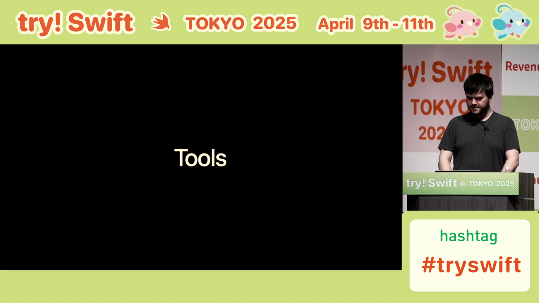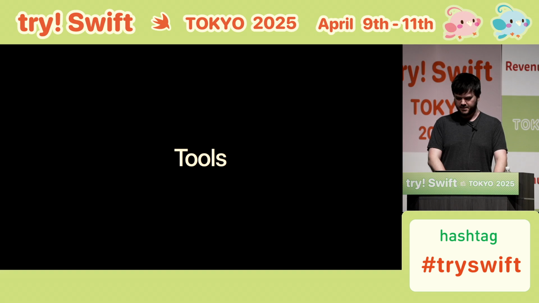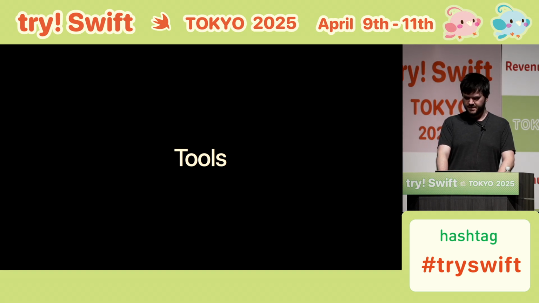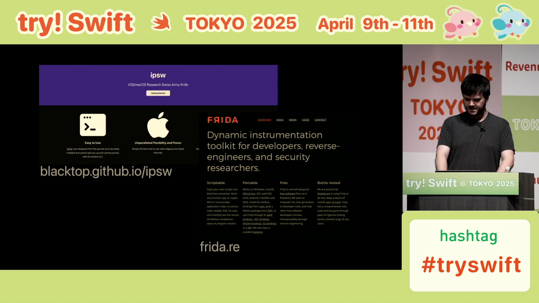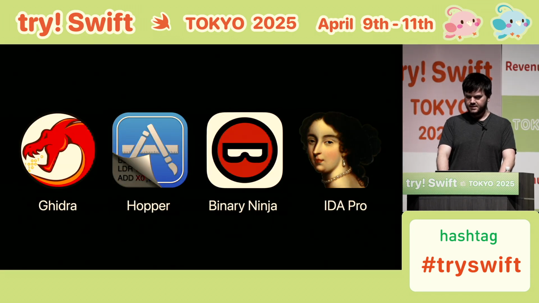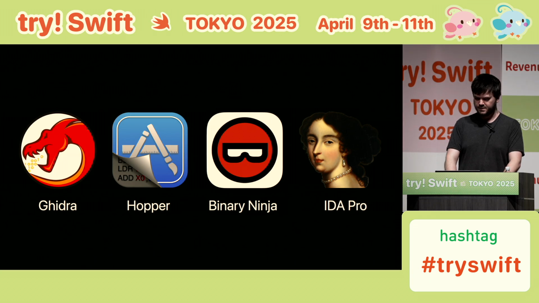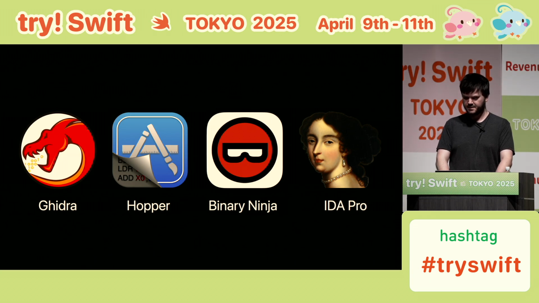So you've already learned about some tools in the previous example, but I'd like to mention a few more. I won't have time to detail them, but you can ask about them later, and I have a link on my GitHub with all of the links for the talk. So the first two are the IPSW command line tool and Frida. And then there are the different disassemblers that can be used: Ghidra, Hopper, which we've seen, Binary Ninja, and IDA Pro. Just so you get some names and you can do some research later.